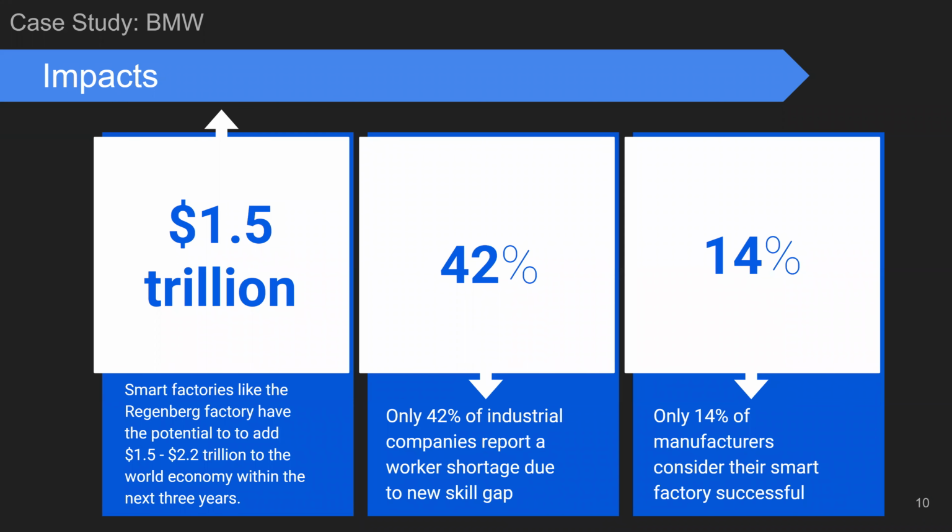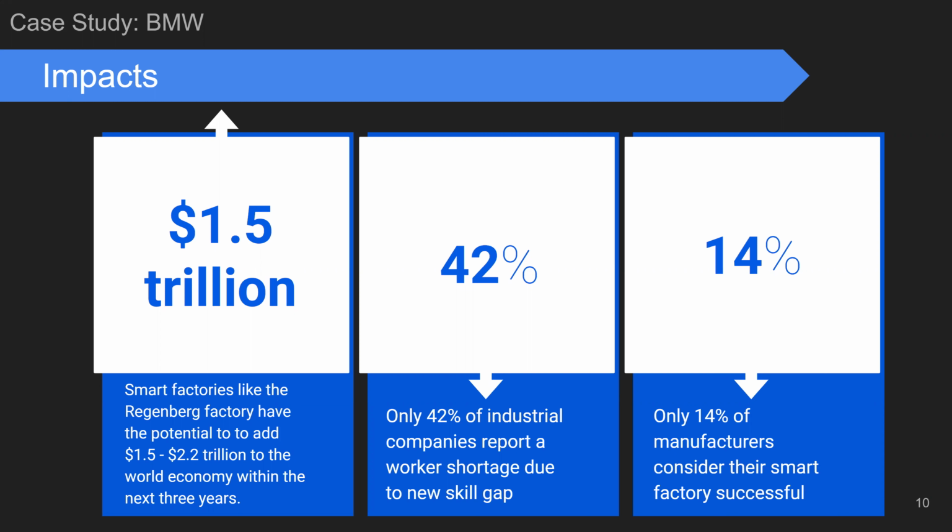So now we'll talk about the impacts all this has had on the world. So we can see that smart factories like the Regensburg factory have the potential to add approximately $1.5 to $2.2 trillion to the world economy within the next 3 to 5 years. This is a significant increase from any impact that another automotive company has had on the world economy in quite a few years.